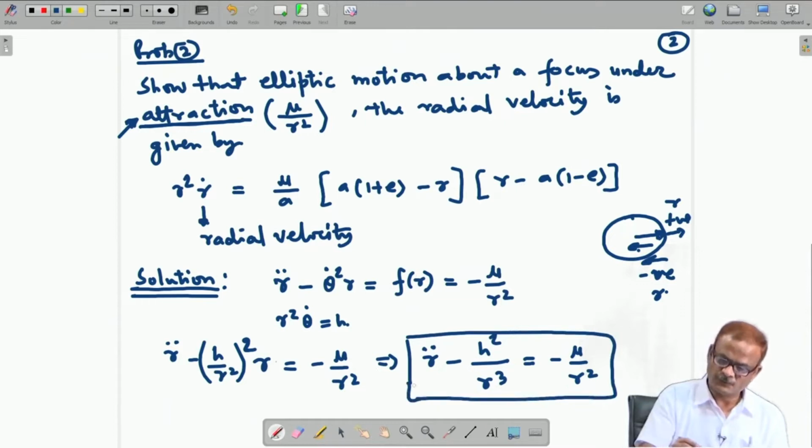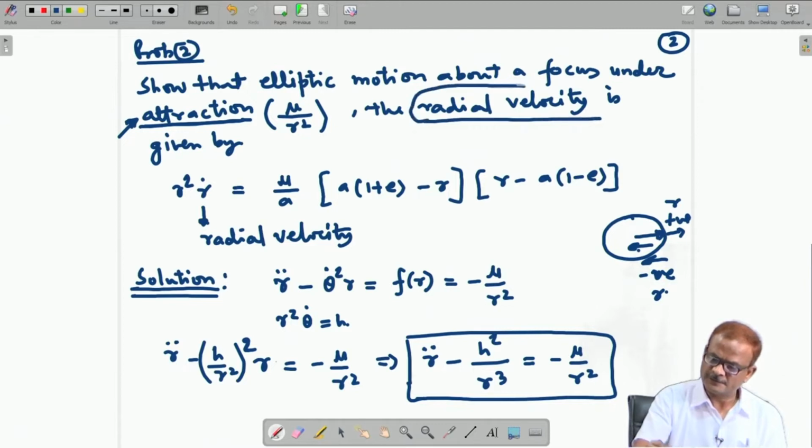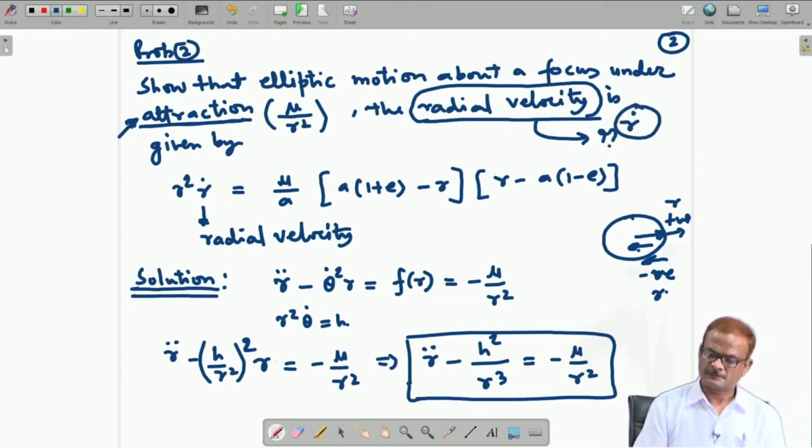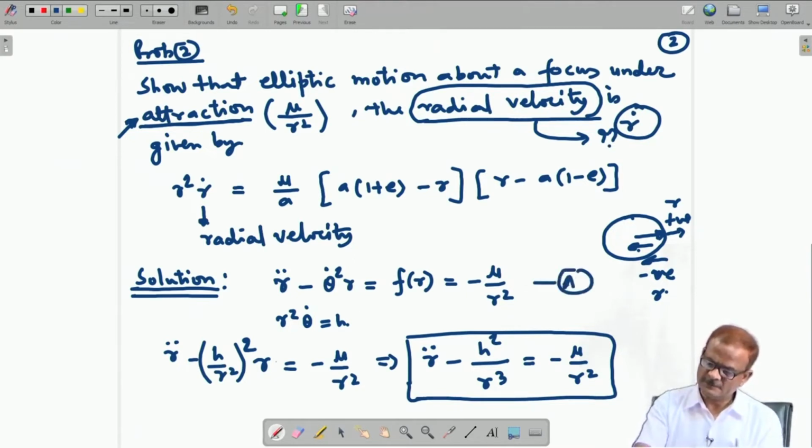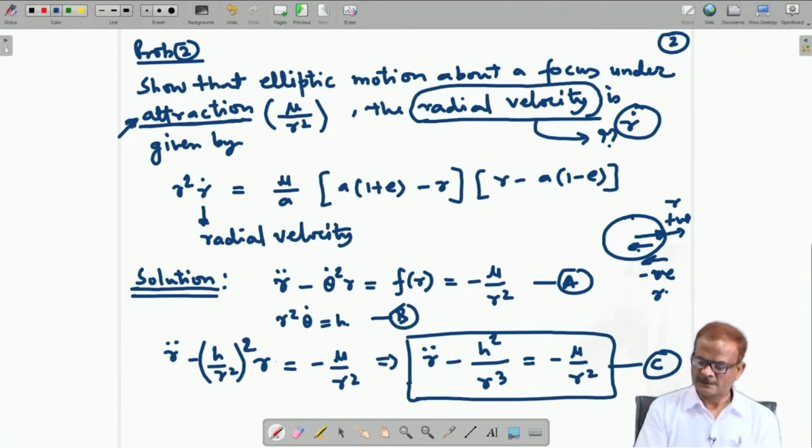So, see, the question is asking for computing the radial velocity, which means it is asking what is r dot. So, we have to work out r dot, but after combining A and B, we are getting this expression C. In expression C, nowhere do we have r dot. r double dot is present. So, we need to integrate it once in order to get r dot.